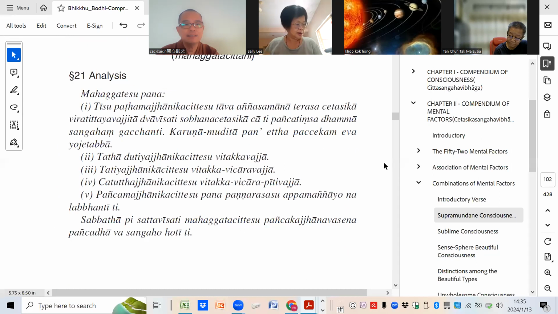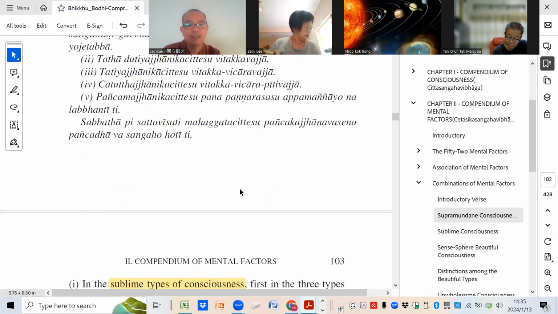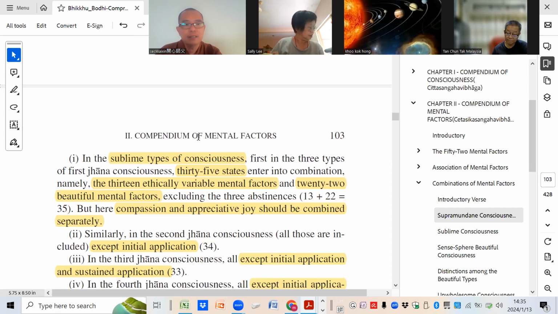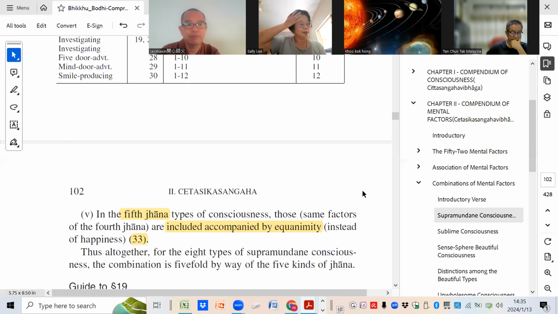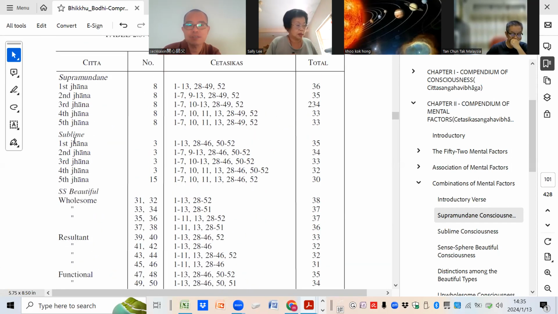Class, take a look. Now we try to analyze the sublime consciousness, the Maha Kata Chittani. In the sublime consciousness, basically, if we go back to this diagram, let's see. So this is the sublime consciousness. We'll go through the first jhana to the fifth jhana.